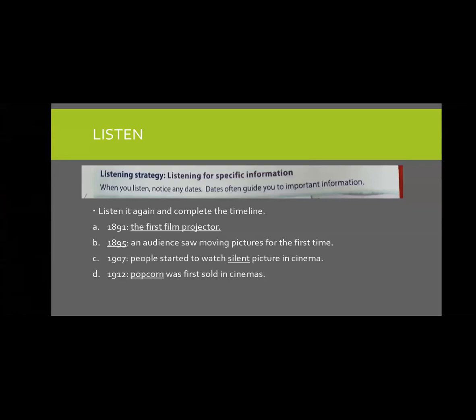So here we are focusing on one listening strategy, that is listening for specific information. You have to listen to everything, but you need to focus on the specific information. Specific information means you need to focus on the important information. When you listen, notice any dates, as they often guide you about the important information, because dates help you to understand things and to memorize them.